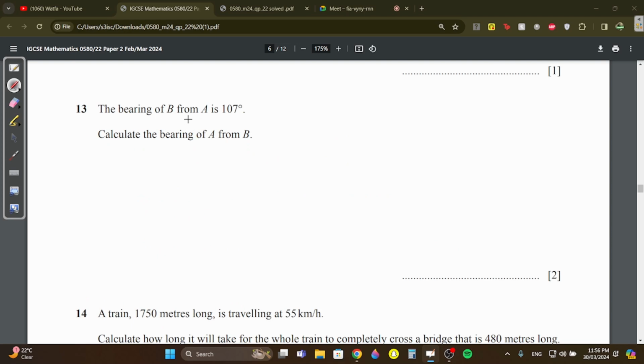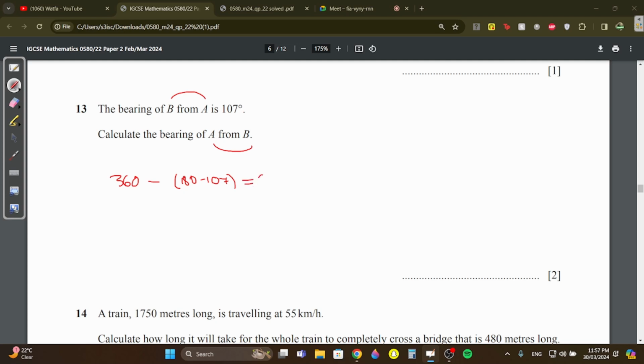The bearing of B from A is 107 degrees, so calculate the bearing of A from B. Okay, I can give you a formula whenever they give you opposite bearings. The formula would be 360 minus 180 minus the other bearing. In this case, it's going to be 360 minus, oh, not 108, 180 minus 107. Okay, you get 287.